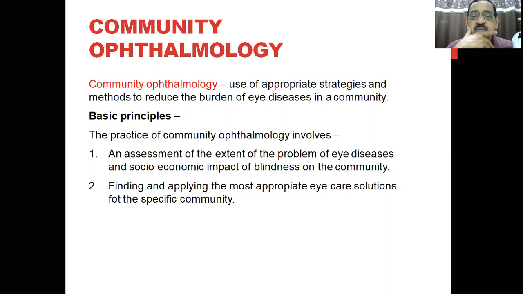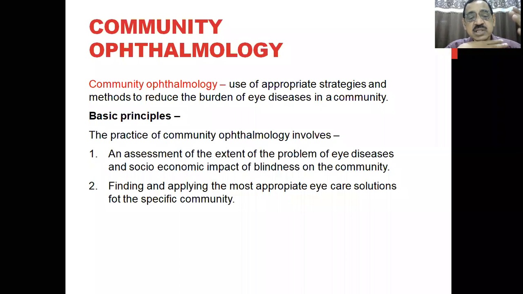So community ophthalmology deals with appropriate strategies and methods to reduce the burden of eye diseases in a given community, be it here or somewhere else in the United States. The practice of community ophthalmology normally involves an assessment of the extent of the problem of the particular eye disease and the socio-economic impact of blindness in the particular community.